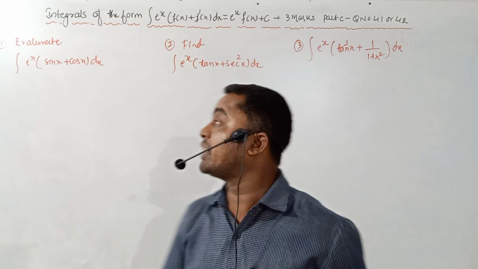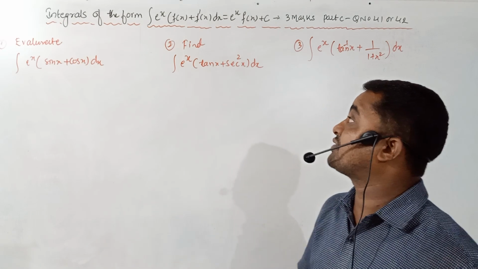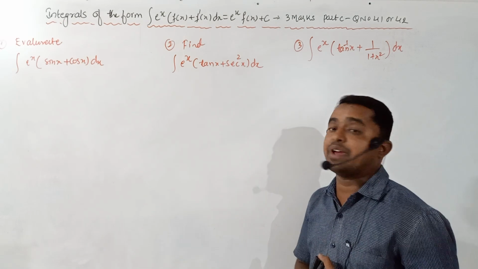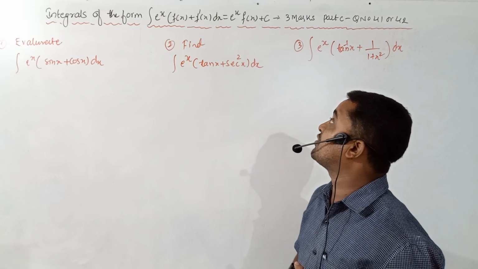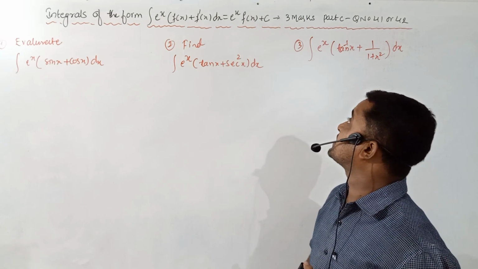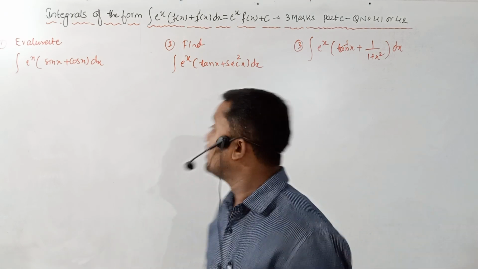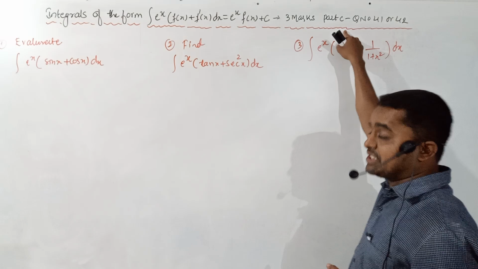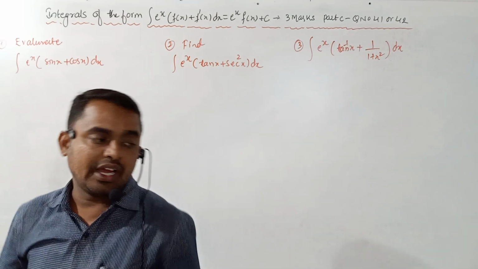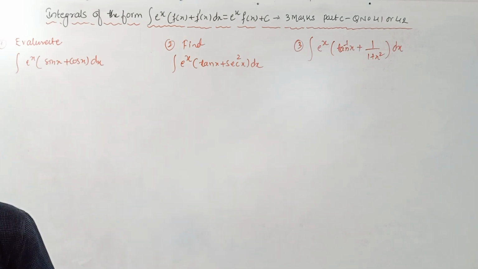In this video, we are going to solve the problems on integrals of the form integration of e raised to x [f of x plus f dash x] dx is equal to e raised to x f of x plus c. This type of question will be asked for both 2 marks and 3 marks. For 3 marks, it will be asked in part C, question number 41 and 42, and in part B, question number 28 and 29, I think.